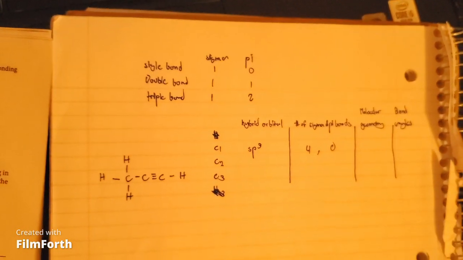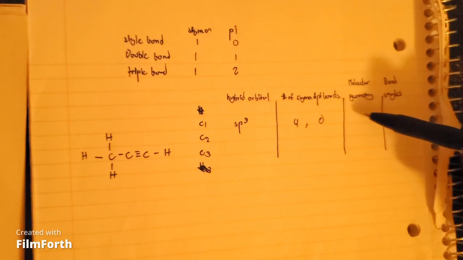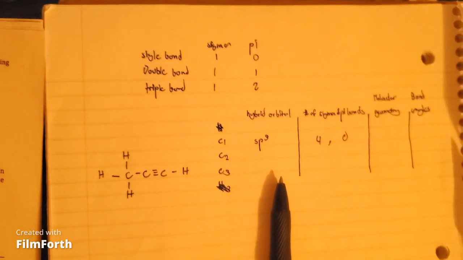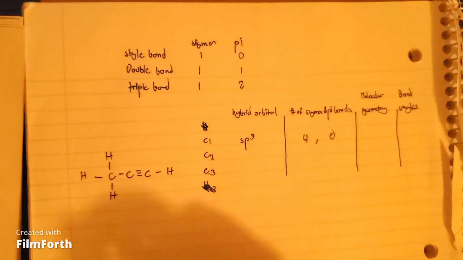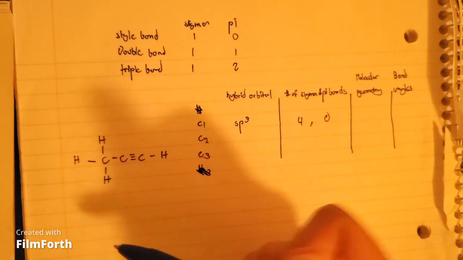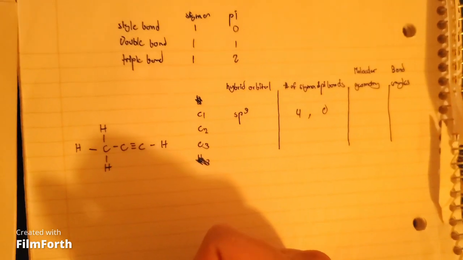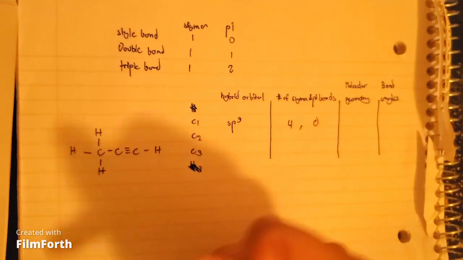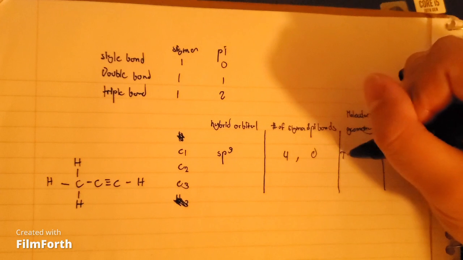So next is the molecular geometry of this carbon. Keep in mind that the molecular geometry varies with the number of lone pairs that each element has in the structure, which in this case there's no lone pairs, so that automatically gives us the idea that the molecular geometry of the first carbon is tetrahedral.